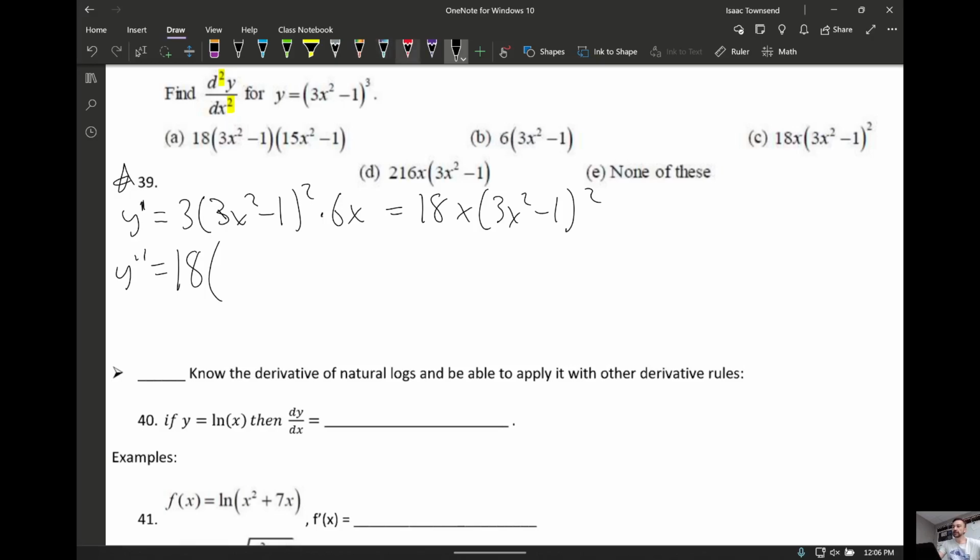So I've got 18 times, and then I'm going to do product rule here.